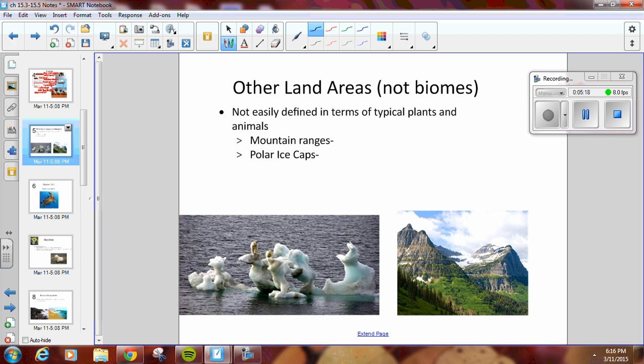They don't fit right. And the main reason why they don't fit correctly in one or the other is because they don't have typical plants or animals. They don't always stay the same. One reason for that, if we look at the first example, is we're looking at mountain ranges. Well, they change with elevation.